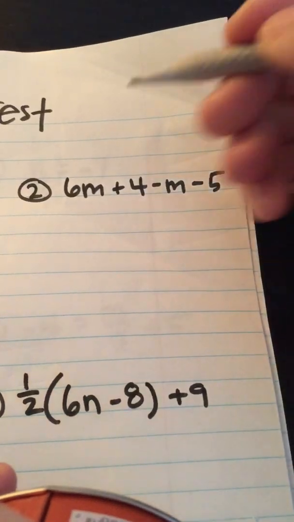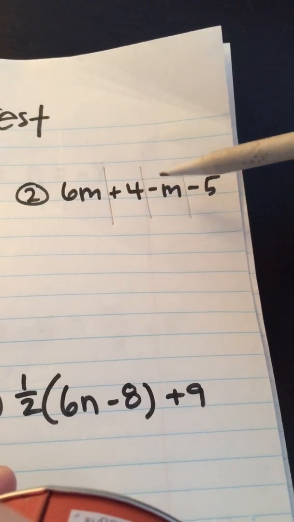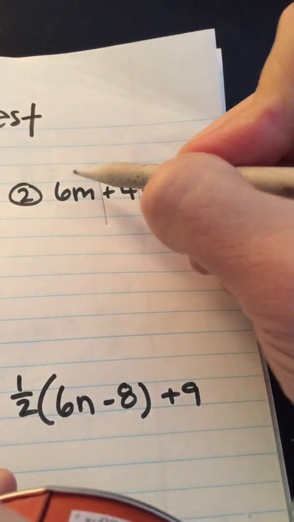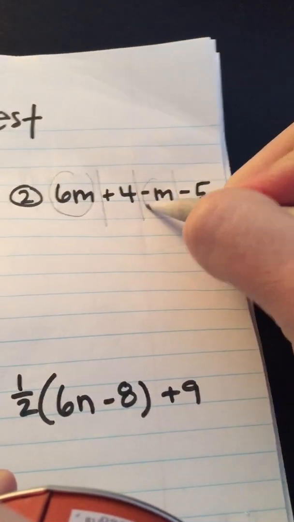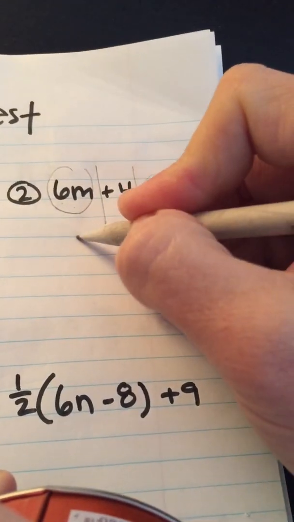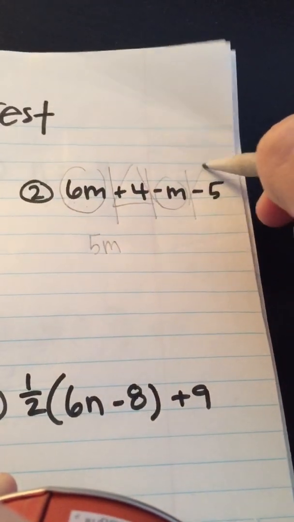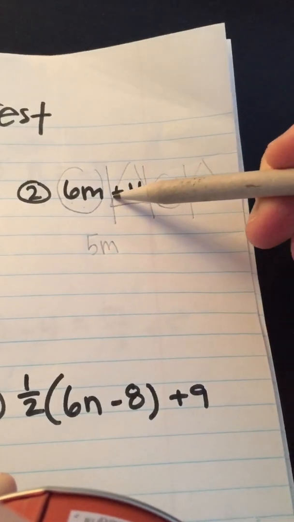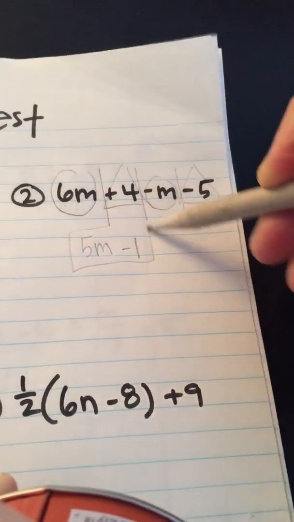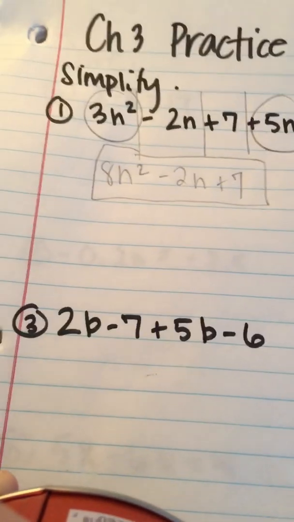Number 2, I'm going to break it apart and notice that I am keeping the plus signs and the minus signs with the term to know if they're positive or negative. So right here I can see I have 6m and here's a negative m. Those two together would be 6m minus 1m is 5m. And then I'm going to put triangles around these ones to show that they're different. And this is 4 minus 5, which is negative 1. So you're left with 5m minus 1.